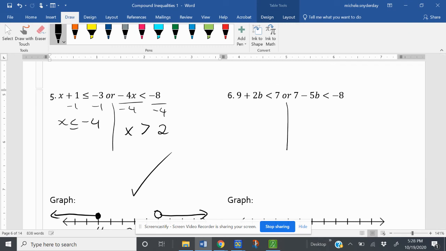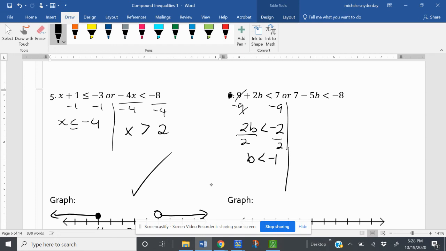Last example. We need to, let's see, that 6 is getting in my way. So it's plus 9, so we will subtract 9 on both sides. And we'll have 2b is less than, 7 minus 9 is negative 2. Divide by 2 on both sides, and we have b is less than, negative 2 divided by 2 is negative 1.